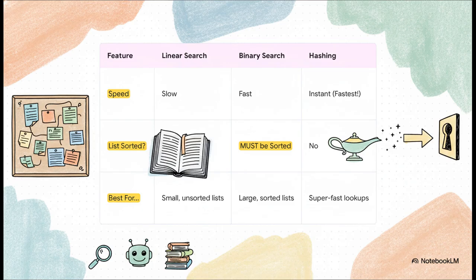Now the big exam question. Does the list need to be sorted? For linear search and hashing, you don't care. The list can be a mess. But for binary search, it's the golden rule. It is a must. So the final verdict? Use linear search for small, jumbled-up lists. Use binary search when you have a large, sorted list. And use hashing when you need pure, unbeatable speed.